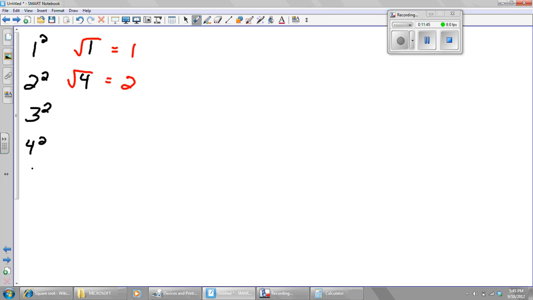Okay, I'm not going to do all these for you. You're going to do them in class tomorrow. But you get the idea. If I do 7 squared, I'll get 49. That means 49 is a perfect square, and the square root of 49 equals 7.